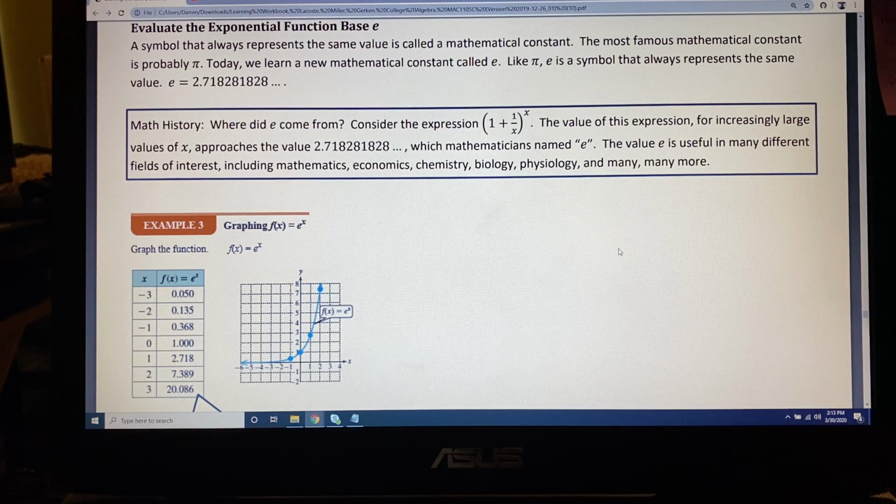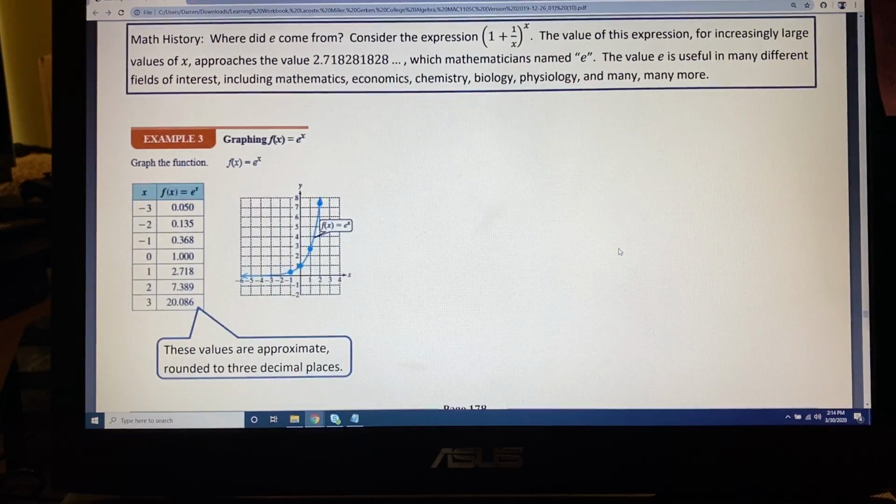Where did e come from? Consider the expression 1 plus 1 over x, all in parentheses, raised to the x power. The value of this expression, for increasingly large values of x, approaches the value 2.718281828459045, etc., which mathematicians named e. The value e is useful in many different fields of interest, including mathematics, economics, chemistry, biology, physiology, and many, many more. Let's look at an example of a problem involving e.